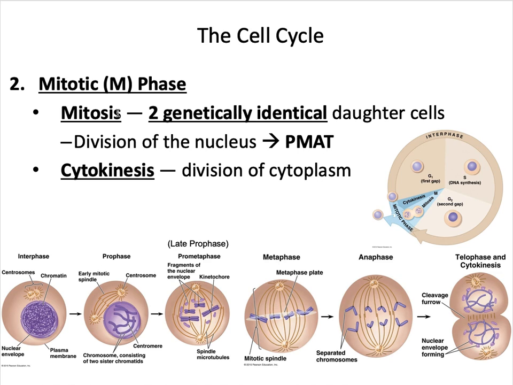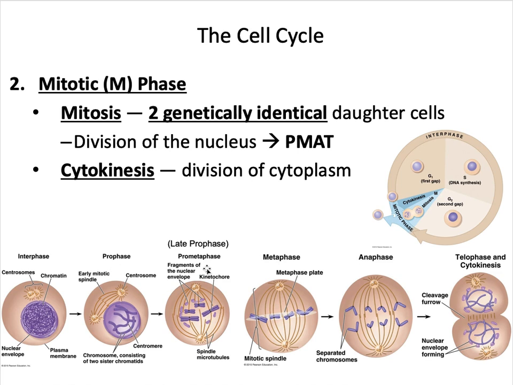And then this slide is just a summary of the mitotic phase, which includes mitosis and cytokinesis. For mitosis, we start off with one parent cell right here, and we're going to end up with two separate daughter cells that are genetically identical to this parent cell. Mitosis is basically the division of the nucleus. And then these are the phases for mitosis.